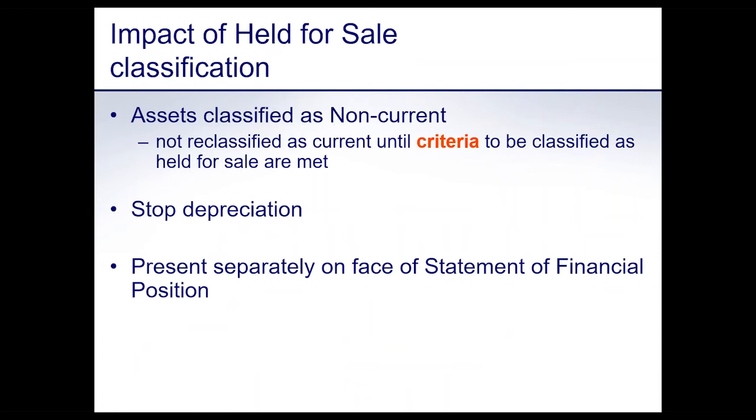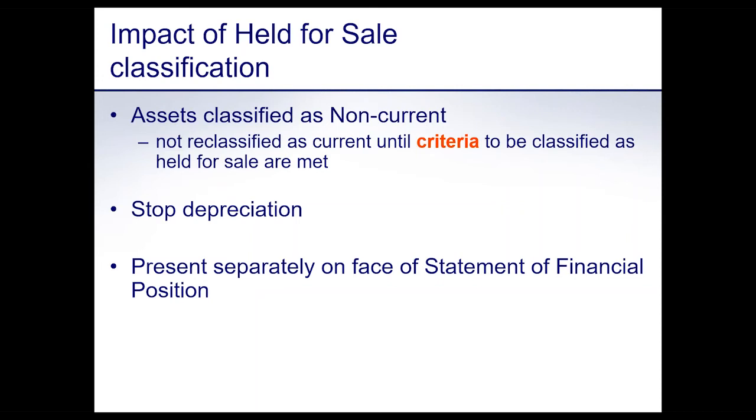Now, classifying an asset as held for sale has other implications as well. Early on, when I was giving you the overview, I said it will have an impact on how we classify things on our statement of financial position, what we show in the statement of profit or loss and other comprehensive income, if it's a discontinued operation, and so forth. We'll deal with this in a little more detail when we get to the disclosure a little later on.